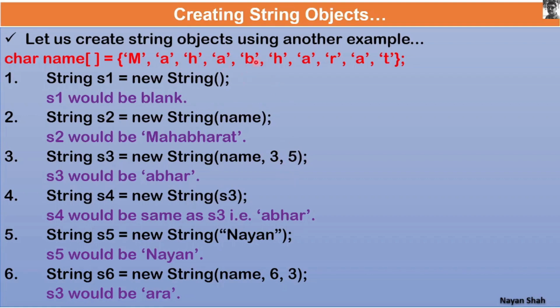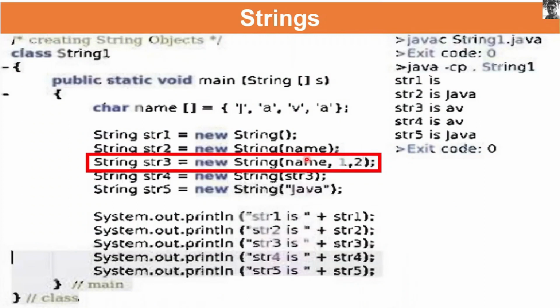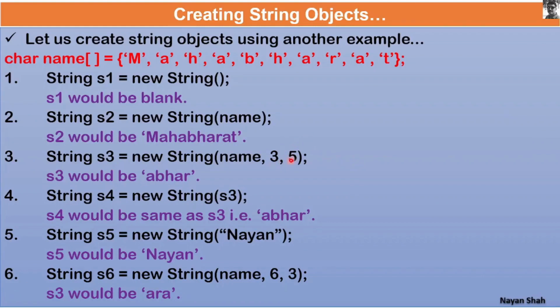So 1, 2, 3, 4 and 5. So S4 would be Abhar, A-B-H-A-R. As I said when we were discussing this, the output would be the same length as the number you specify here. So here it is 5. So the total number of characters you get is 5.